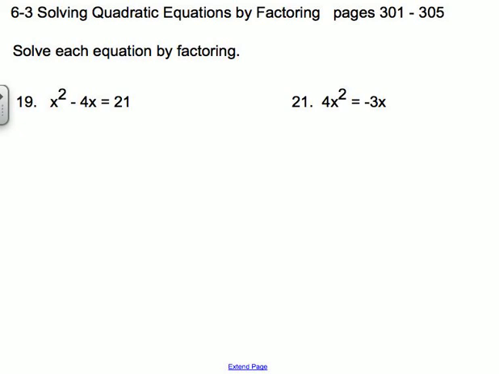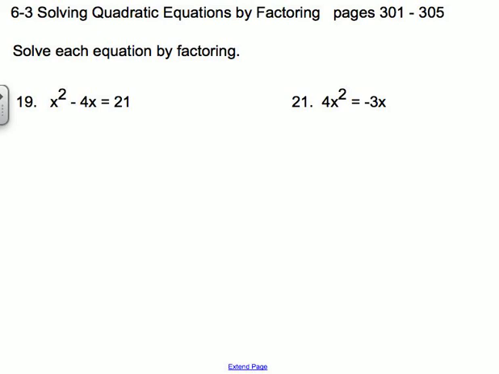Okay, today we're looking at lesson 6.3, which is solving equations by factoring. Factoring is going to be more exact than lesson 2 when we were doing the graphing, because we had to estimate in lesson 2. But with factoring, we're going to use our techniques from chapter 5, section 4. We're going to start off by looking at problem number 19 here, which is x squared minus 4x equals 21.